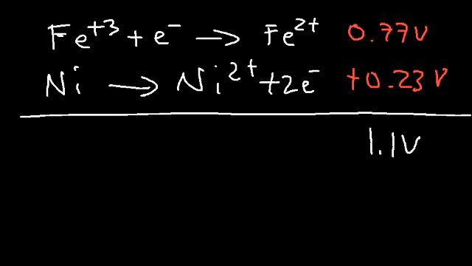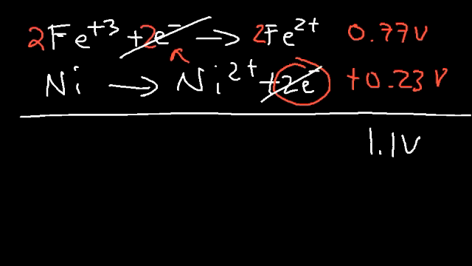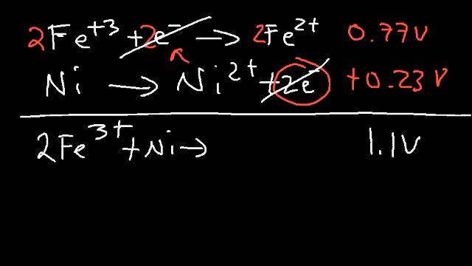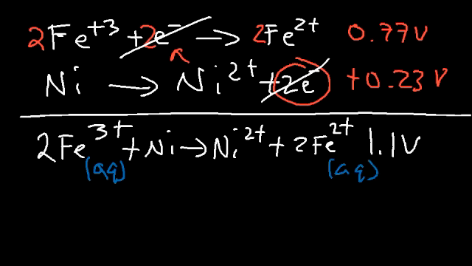But we do have to balance the reaction though. Since we have 2 electrons on this side and only 1 in the first half reaction, we need to multiply the first half reaction by 2. So now the number of electrons are equal, so we can add the 2 half reactions to get the net reaction. So these will cancel, and it's going to be 2 Fe3+ plus Ni, and that's going to turn into Ni2+ plus 2 Fe2+. So that's the net reaction. The ions are in the aqueous phase, and nickel, which is a metal, is in a solid phase.